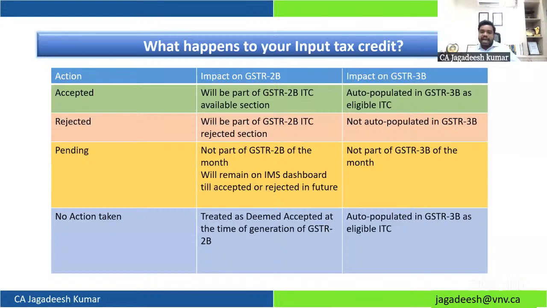Let's take an example. I have received an invoice and I am uncertain whether to avail credit or not now. In that case, I will put that invoice as pending. Or else, if I haven't met any of the conditions under Section 16(2) to avail the ITC, in that case also I will opt for the pending option. And by default, all the invoices will be in no action taken status. So even no action is deemed acceptance. It will flow from IMS to 2B, and from there to 3B. So this is how IMS works.